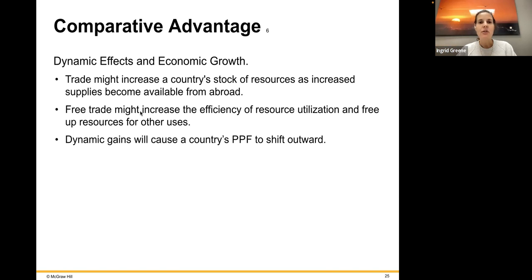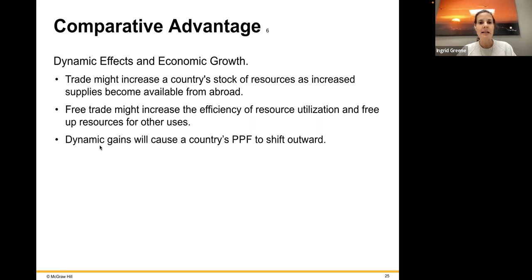The next one here is that free trade might increase the efficiency of resource utilization and free up resources for other uses. So that's really nice, that now things become more efficient, and then you don't need as many workers or as many resources. Then you can use those things for other things.